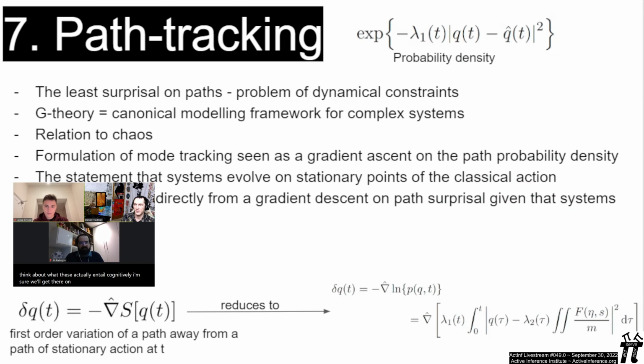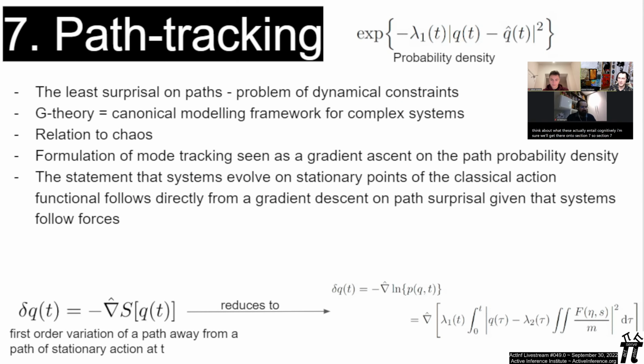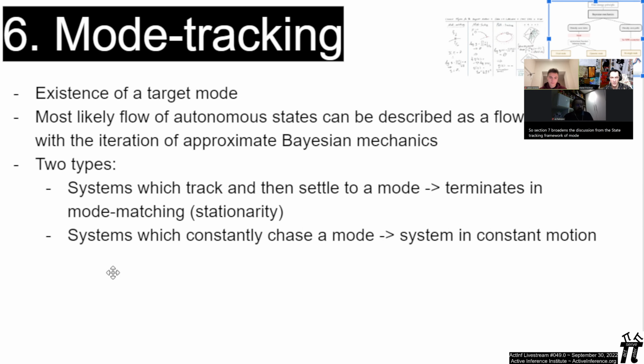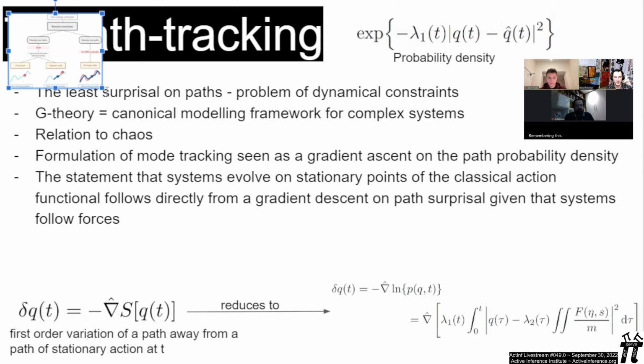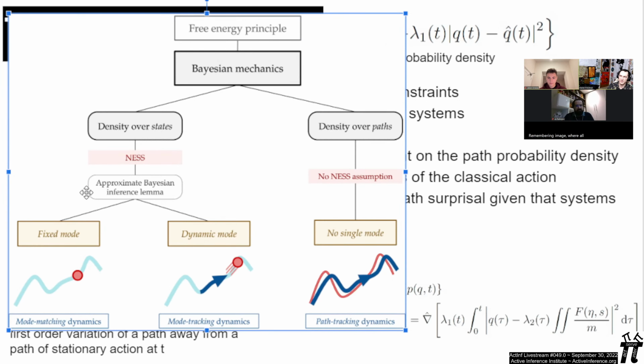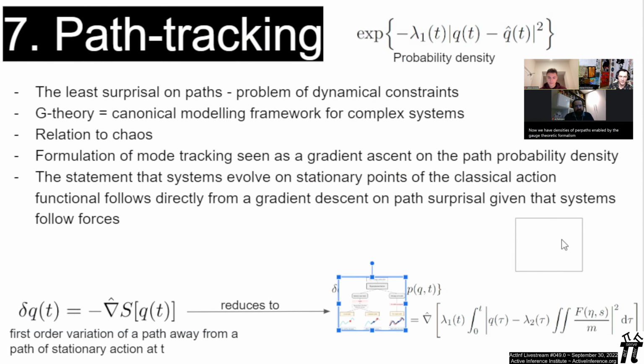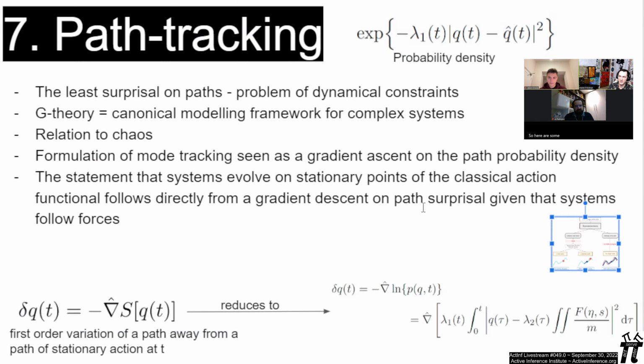On to section 7. So section 7 broadens the discussion from the state tracking framework of modes, remembering this image, where all of the modes, whether fixed mode or dynamic mode, are regarding densities over states. Now we have densities over paths enabled by the gauge theoretic formalisms. So here are some equations and quotes related to path tracking. Anything to add? I just wanted to mention, yes, go ahead, Jakob.